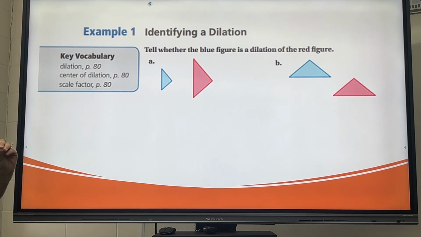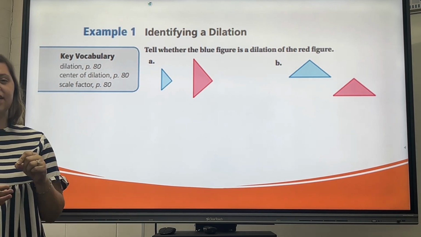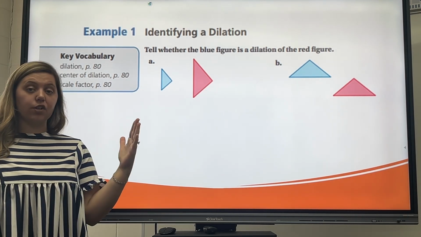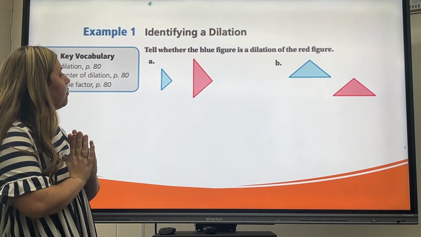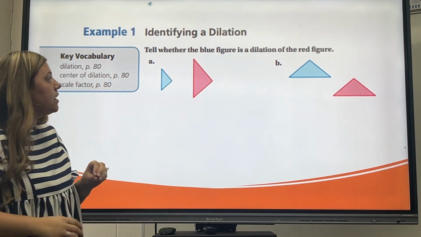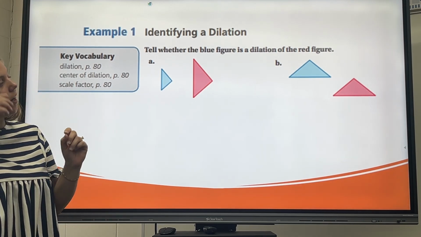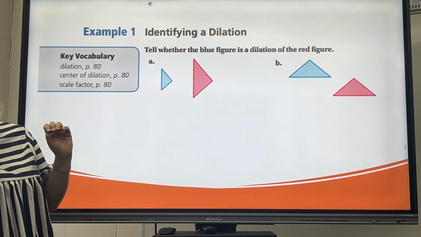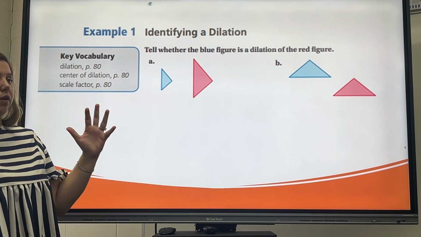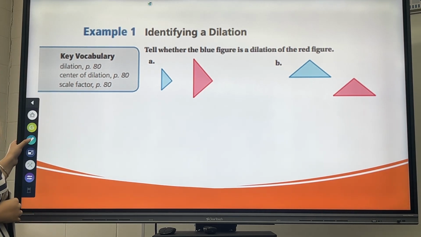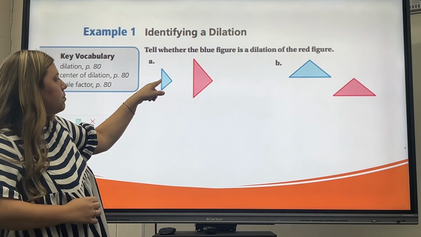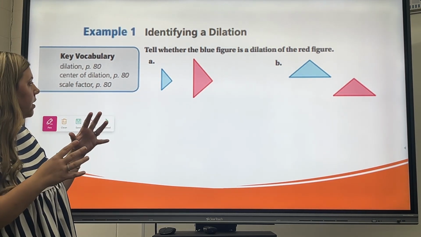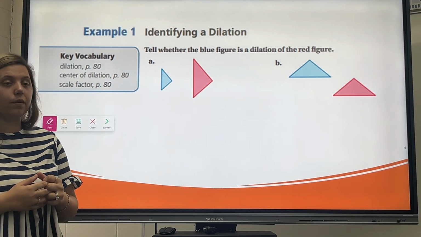Tell whether the blue figure is a dilation of the red figure. And something, again, to note is that a dilation is not just something that gets larger, it's also something that can get smaller. So we are looking from red to blue: does it look like the same shape that has been enlarged or reduced, bigger or smaller, okay? So if we take a look at that red shape, does it look like this has been dilated? Does it look like it's been made smaller or larger?